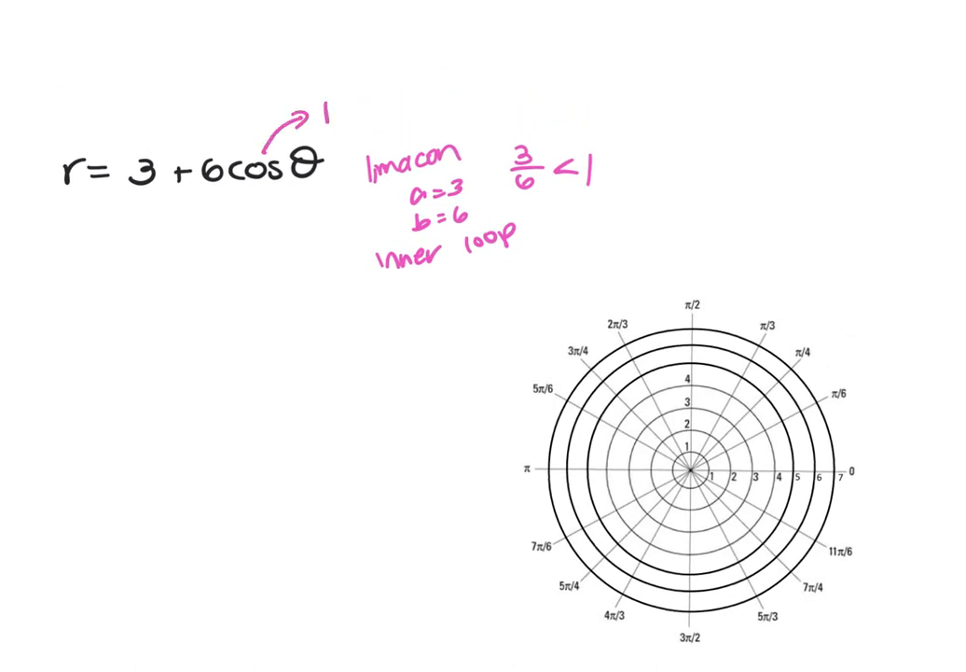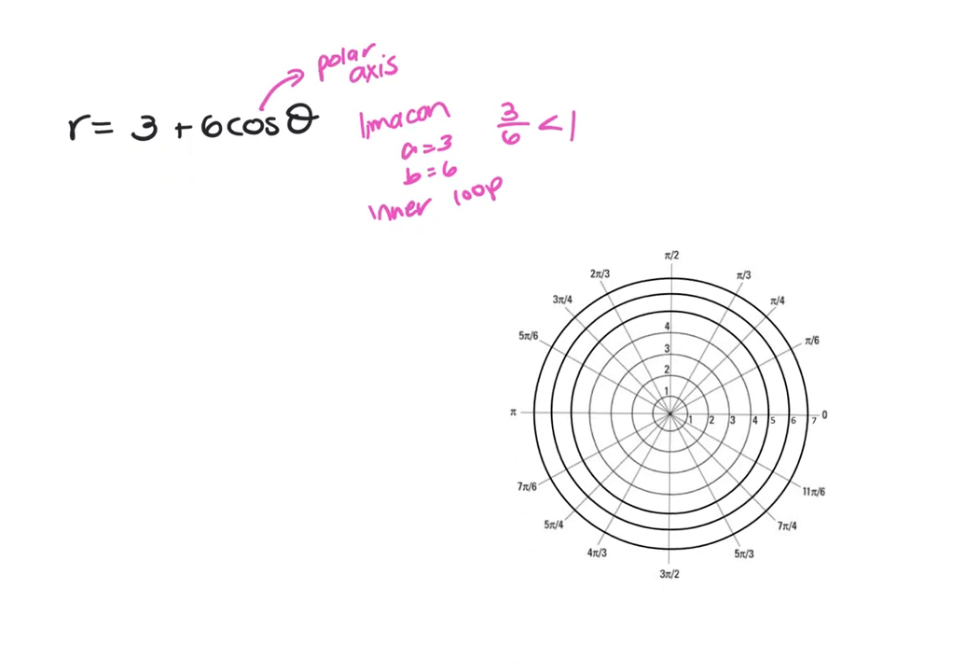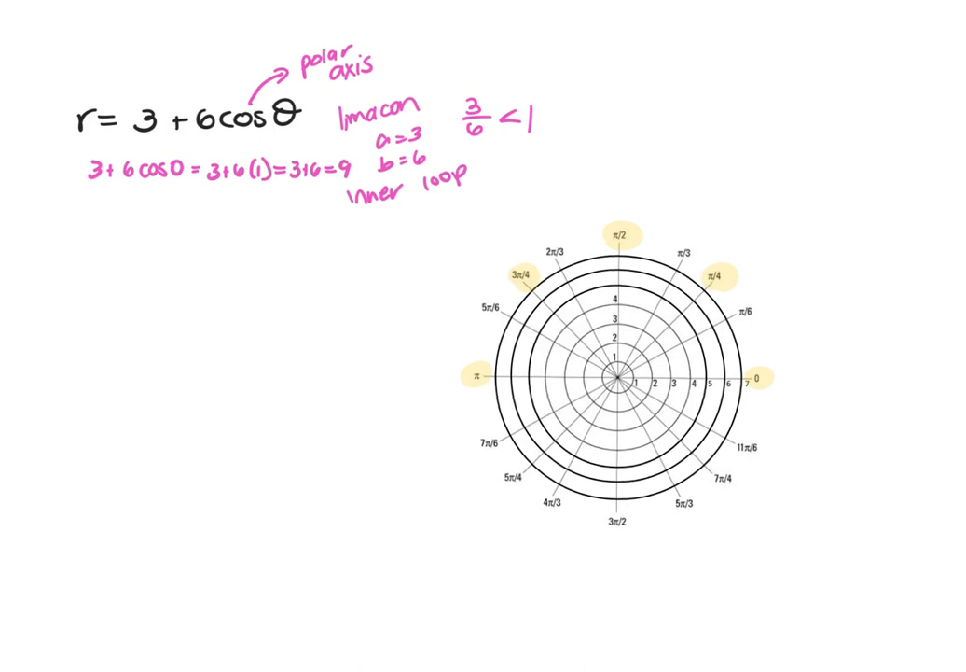Polar axis symmetry, which means like your x-axis, right? Which means I'm going to plug in from the top of my unit circle. So I'm going to plug in 0, pi over 4, pi over 2, 3 pi over 4, pi, and then I'm going to reflect it underneath. So I would get 3 plus 6 cosine. I'm going to start at 0 and work my way around. 3 plus 6 cosine 0. The cosine of 0 is 1. 3 plus 6 is 9. So it's 9, 0.